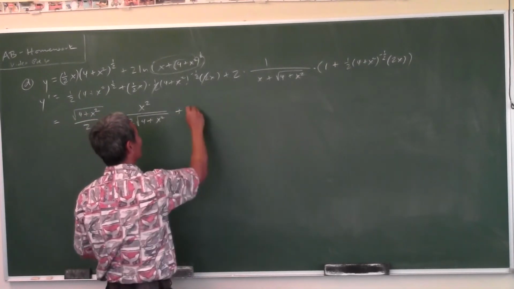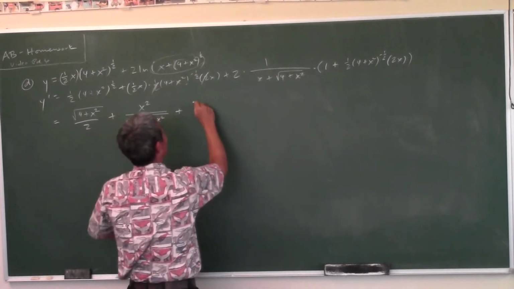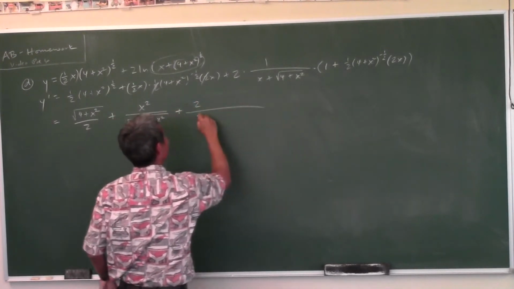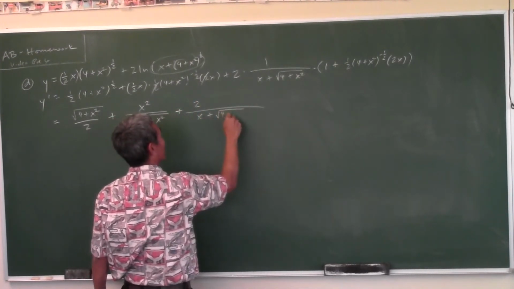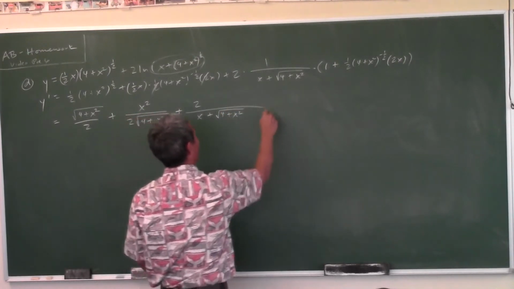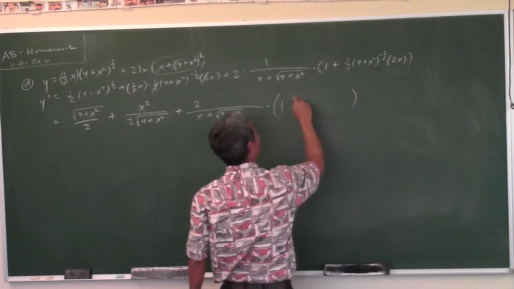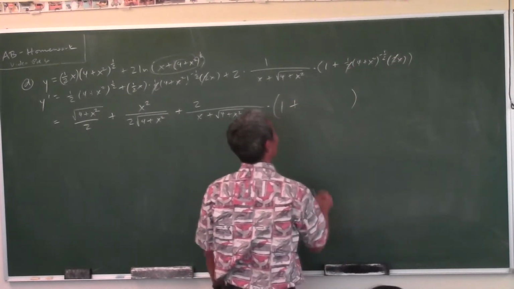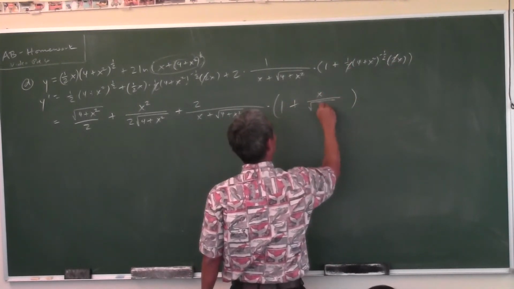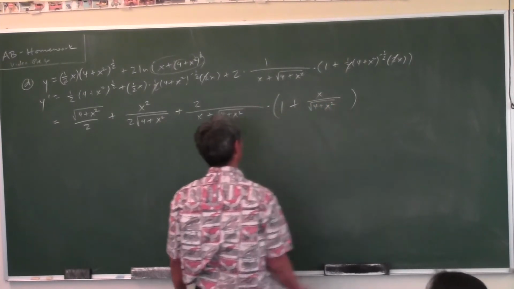Plus 2 times, okay, you better do this. 2 times, now this denominator is x plus root 4 plus x squared. Now, times, now what the heck is this, Mr. Park? Well, that's 1 plus, these 2's cancel out, and you get x over radical 4 plus x squared. Woo!